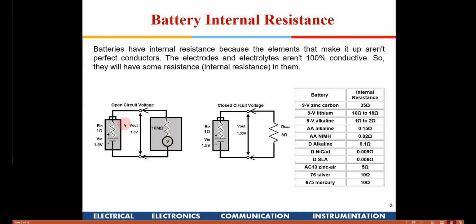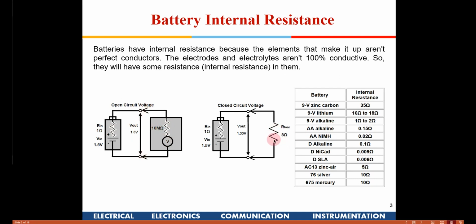So if you see here, this is 1.5 volt and 1 ohm. If you try to measure the output voltage out here, you will get close to 1.5 volts, because this voltmeter is a high impedance device. So when this is 1 ohm and this is 10 mega ohms, you will get the total voltage available.